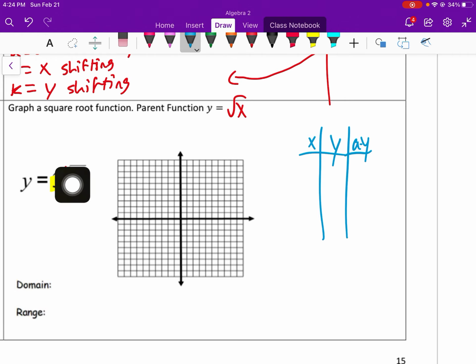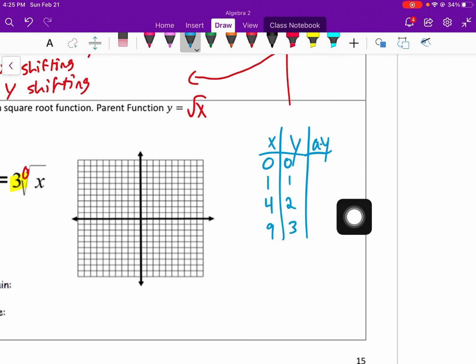Since it's the square root, we need positive values for x. So 0, 1. I'm going to make them perfect squares, because you could put like 2 here, but then for y it'd be the square root of 2, and that gets messy. So instead I'm going to do perfect squares. So 4 and then 9. These will give us an idea of how this will look. So our output then is the square root of x, because y equals the square root of x. So that'd be 0. The square root of 1 is 1, 2, and 3.